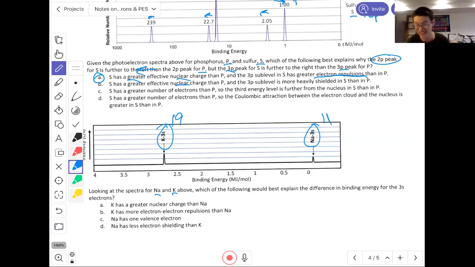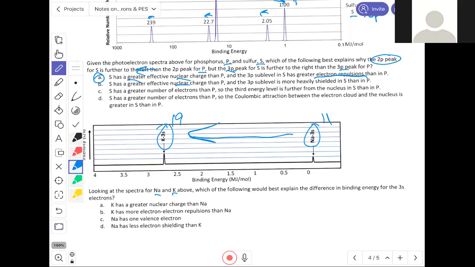While that does mean 11 and 19 electrons, that also means 11 and 19 protons. So these are both representing 3s, so potassium is way shifted over to the left because which one of these, A, B, C, or D? A. Because again, nuclear charge is just another way of saying more protons.